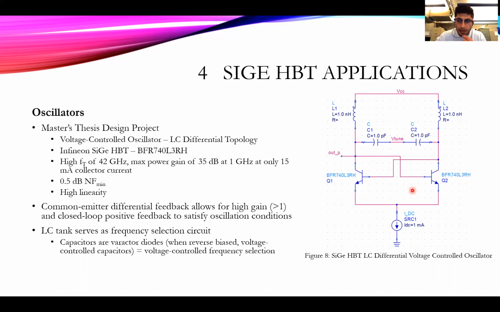And the way that this circuit actually works as a VCO is these capacitors are not fixed capacitors. They're actually varactor diodes. What varactor diodes are is essentially reverse biased diodes. And as we change the reverse bias voltage across them, in this case V-tune, these varactor diodes act as voltage controlled capacitors. So as we tune that capacitance, we can tune our frequency selection. Hence, we have an LC tank that is actually frequency tunable. So that's about what I wanted to talk about.